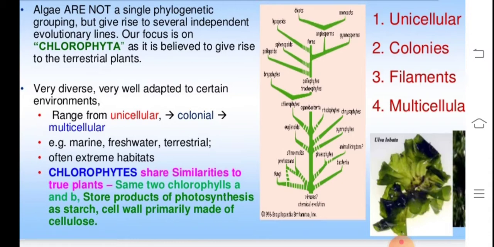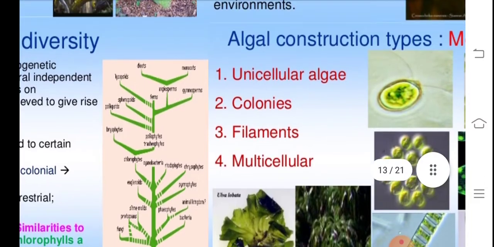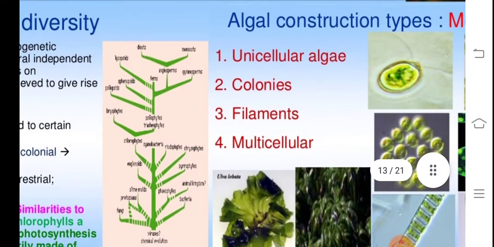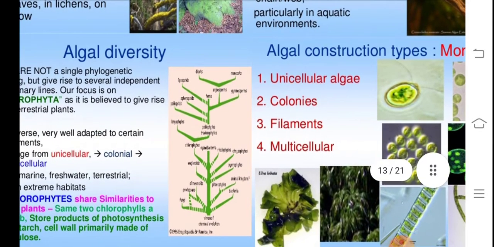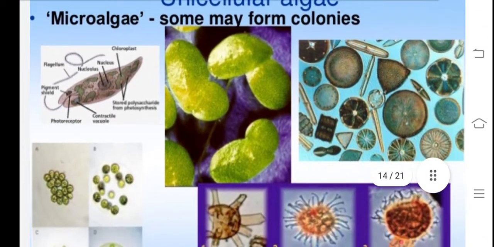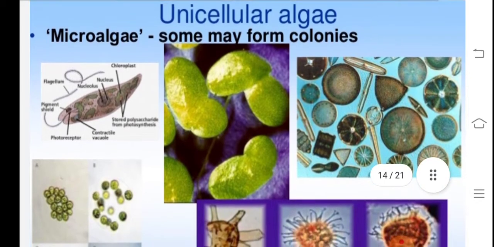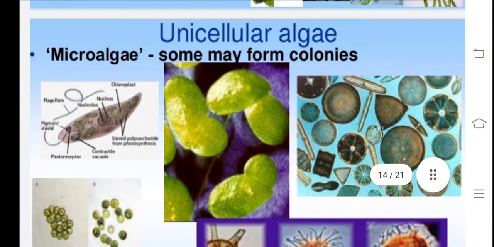So range of thallus: unicellular, colonial, multicellular. Then marine, freshwater, terrestrial. Chlorophylls may show the similarity and the differences. In the filamentous forms, unicellular, colonial, then multicellular. Right? So remember this structure. I have selected more photographs for your observation. Unicellular algae are the microalgae. Some may form colonies. Very small algae. On the right hand upper corner you are observing the diatoms.